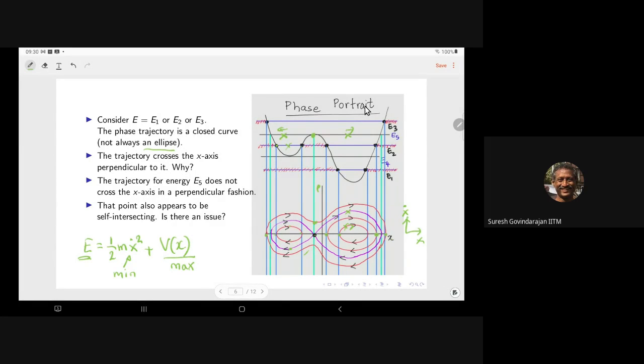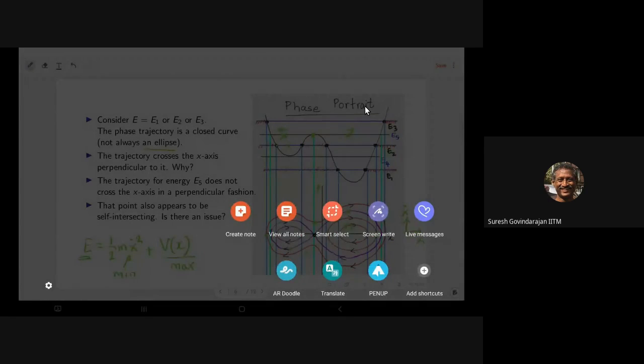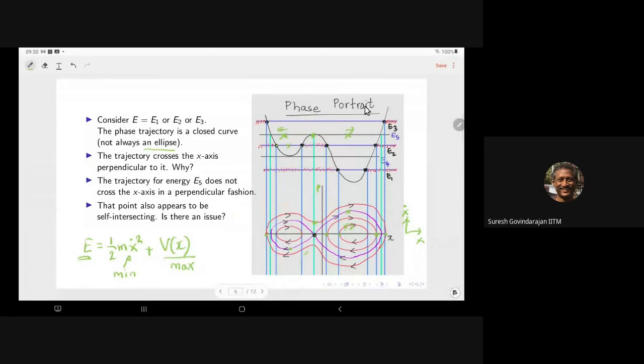Okay, again, so actually this magenta curve is actually 3 trajectories. One is the left trajectory, left lobe. The second one is the black point, and the third is this thing. Okay, so this black point has a name. The trajectory for E5 does not cross the x-axis in perpendicular fashion.